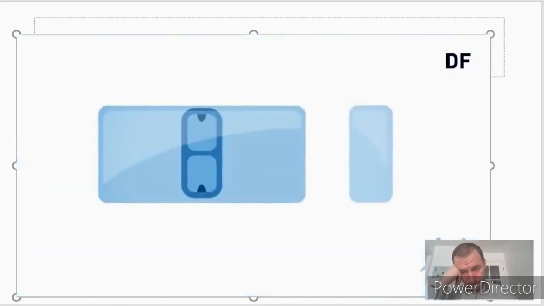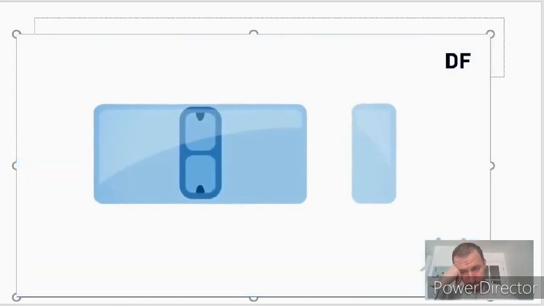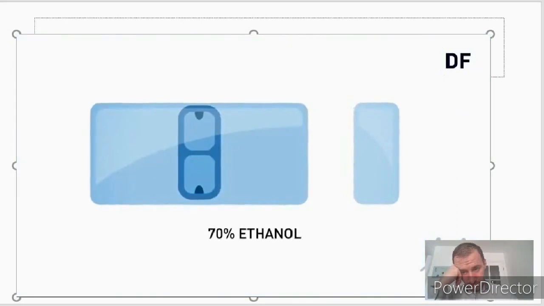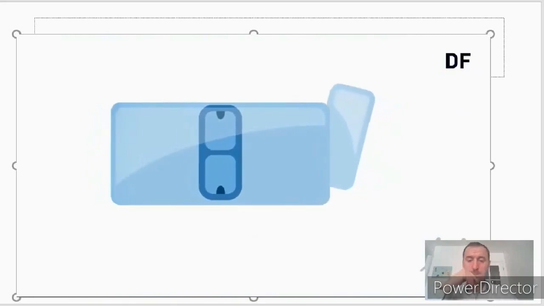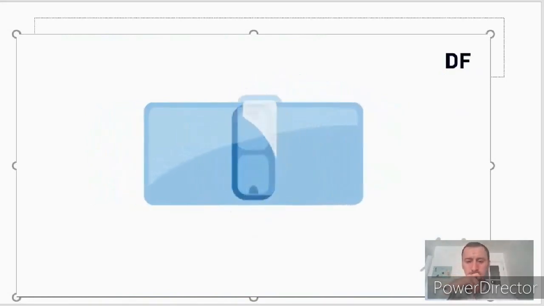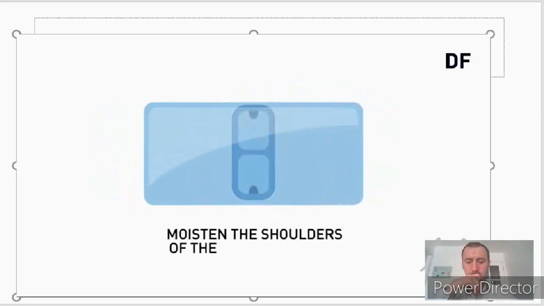Make sure the hemocytometer and cover slip is clean. 70% ethanol can be used for the cleaning. Carefully place the cover slip on the supports using gentle pressure and small circular motions. Here's a tip: moisten the shoulders of the hemocytometer before you fix the cover slip.